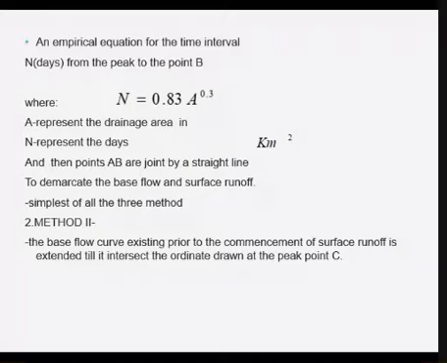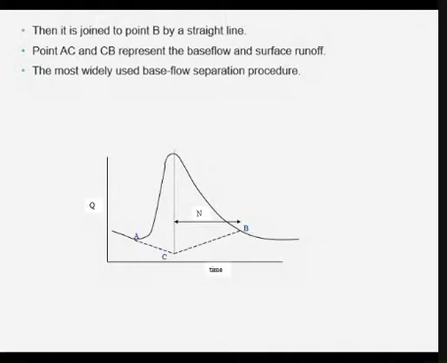The next method is method 2. The base flow curve, prior to the commencement of surface runoff, is extended till it intersects the ordinate drawn at the peak point. This is how it is being illustrated. This is the picture. In method 1, all you've got to do is separate base flow from runoff, connect just this one up to there. But the other one is to pass a line, and from the peak, draw a perpendicular line, then connect that to the one.